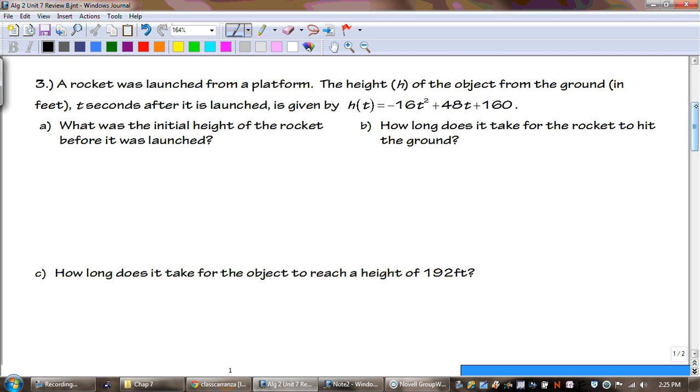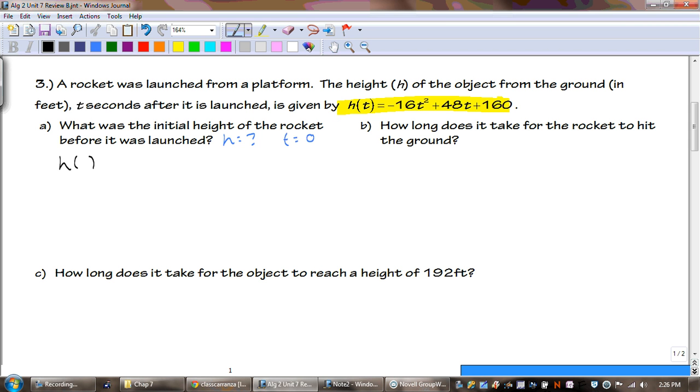All right. 3. A rocket was launched from a platform. The height of the object from the ground in feet t seconds after its launch is given by this beautiful equation. What was the initial height of the rocket? Okay, so remember, we always think about h and t. So they said, what's the initial height? That means we're looking for the height and we know the time. Well, the initial height is before anything ever started, so that means that time is 0.